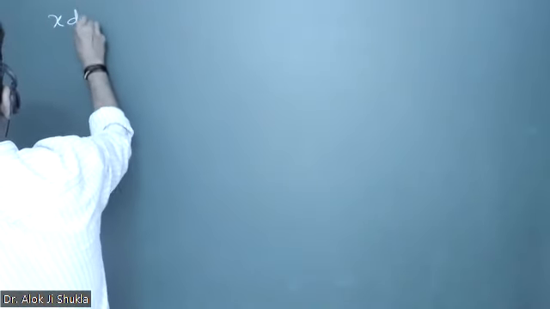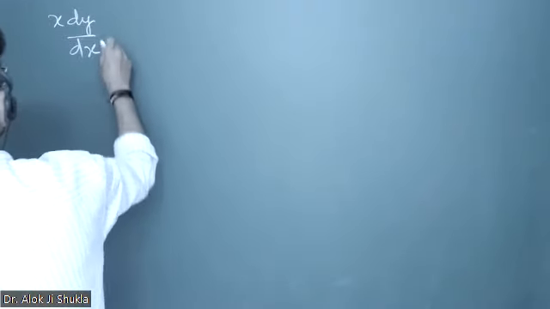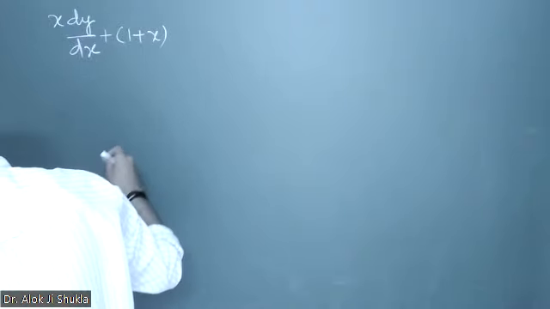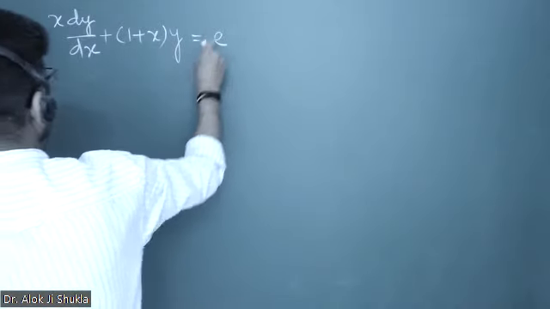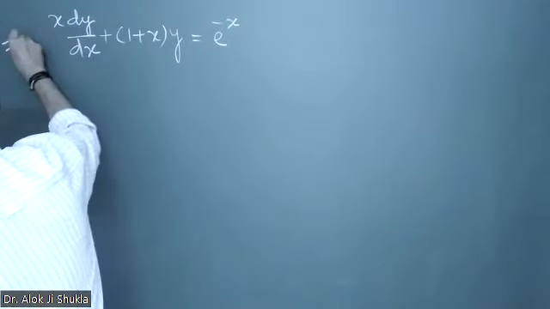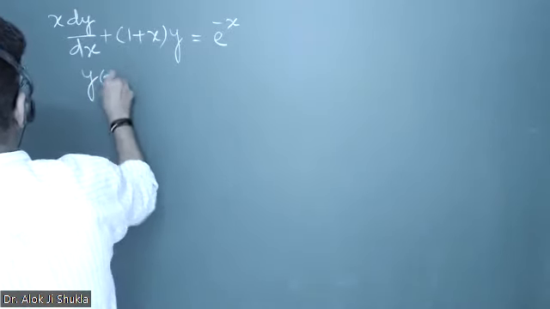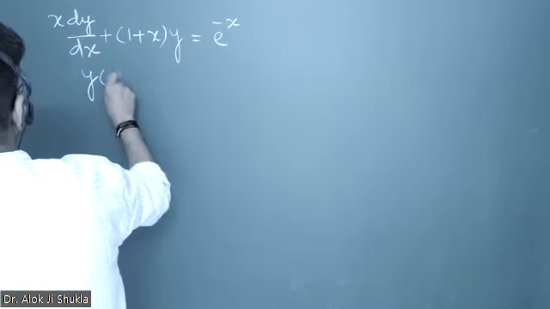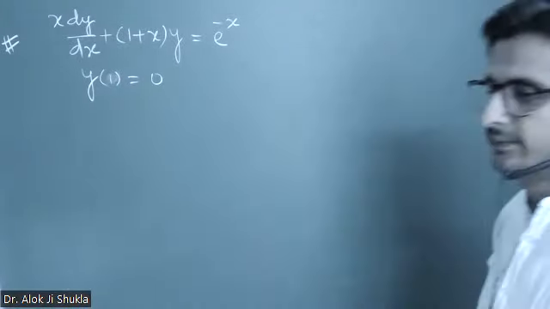Okay. So the first question that I am taking is x dy by dx plus (1 plus x) y is equal to e to the power minus x, with boundary conditions y(0), y(1) is 0. Okay, this is the question.